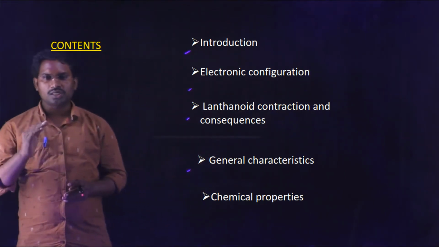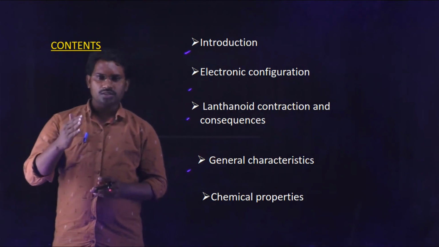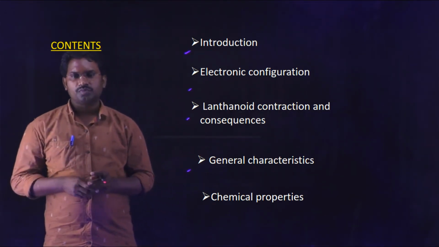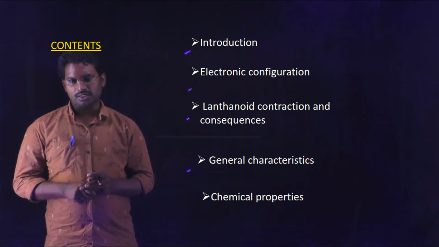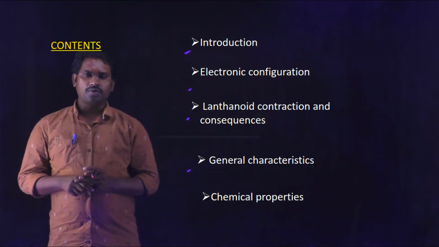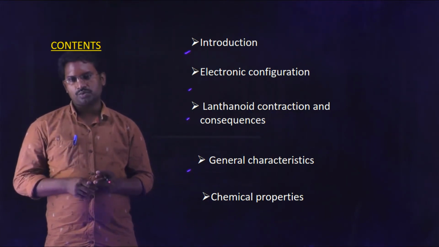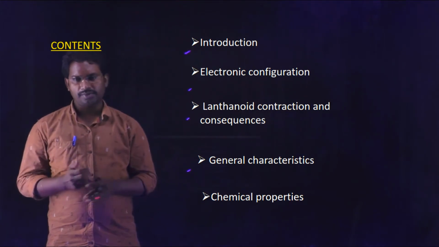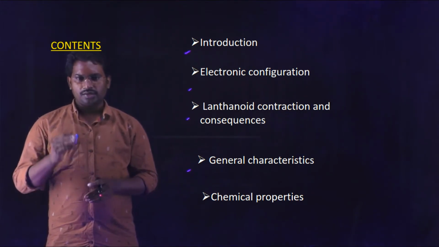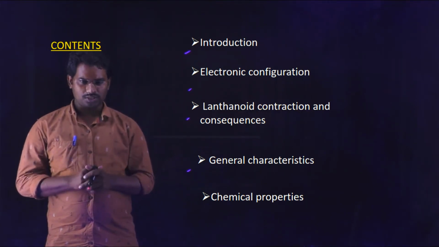What are the general characteristics of lanthanoids? Generally, lanthanoids are very soft silvery metals. What is the physical state of the lanthanoids? What are the melting point and boiling point values of lanthanoids? What are the color properties of lanthanoids? What is the paramagnetic or magnetic behavior of the lanthanoid elements? All these factors we have to discuss in the general characteristics.